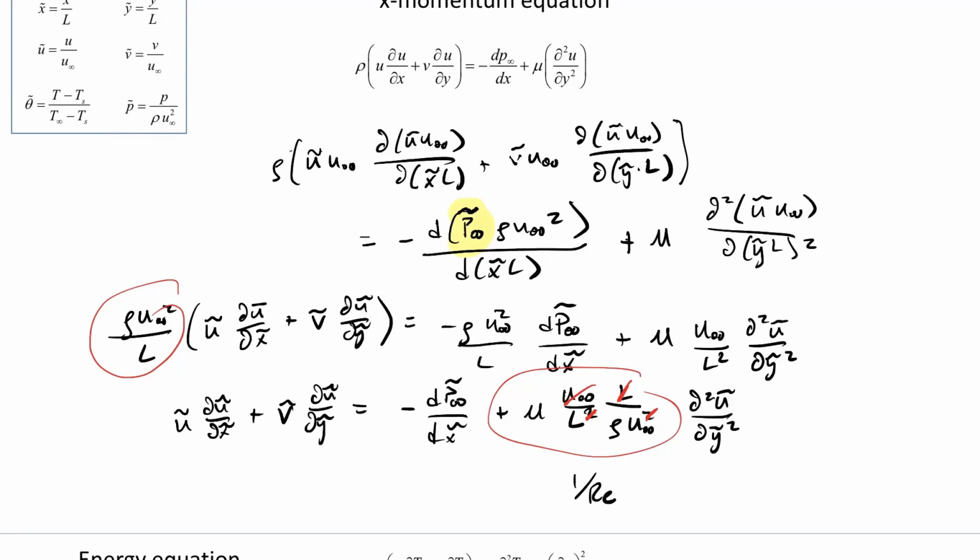Think about what we did there. This first term is our momentum term, and we divided the entire equation through by the stuff on our momentum term. Over here we have our viscous term. So in the end, we end up with the stuff in the viscous term divided by the stuff from the momentum term, and that's the definition of the Reynolds number. So it makes sense, that's sort of how it should go, and it ends up working out nicely like that.